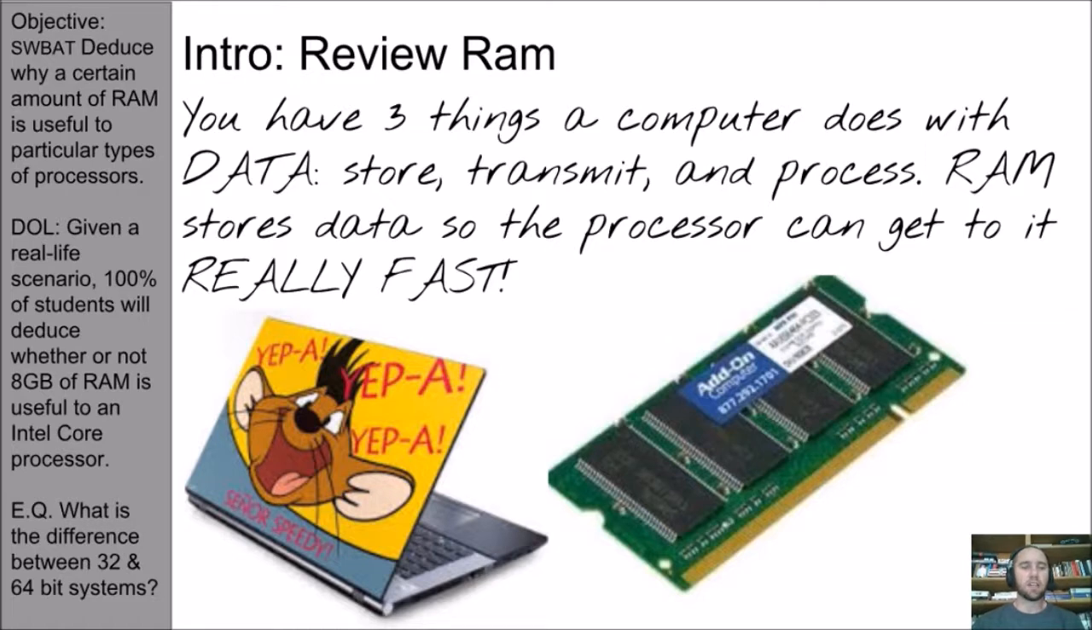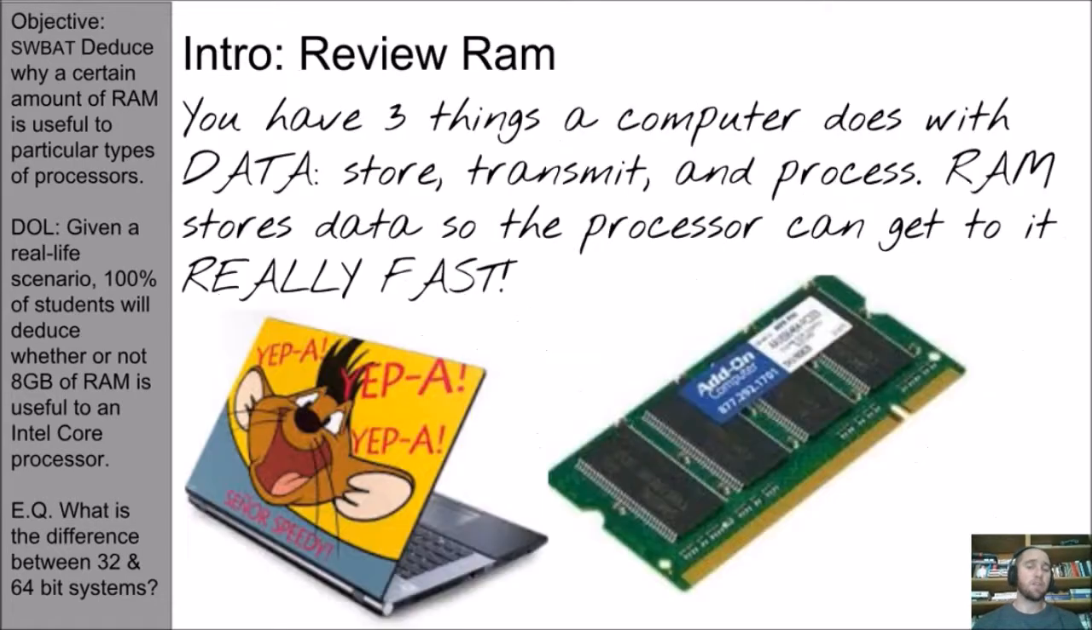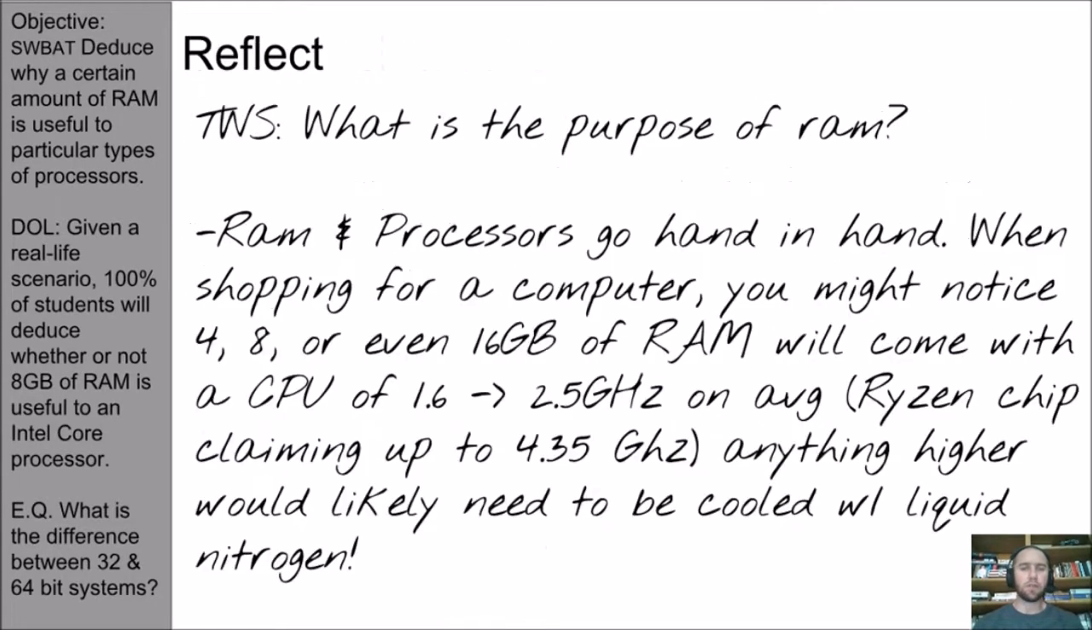So as an introduction, let's remember that there are three things that a computer does. It stores data, it transmits data, and it processes data. How does RAM fit into all this? Well, RAM stores data so the processor can get to it really, really fast, as opposed to something like a hard drive. So, think, write, share, what is the purpose of RAM? And if you need to go back to use some of my words to help you with yours, go ahead.